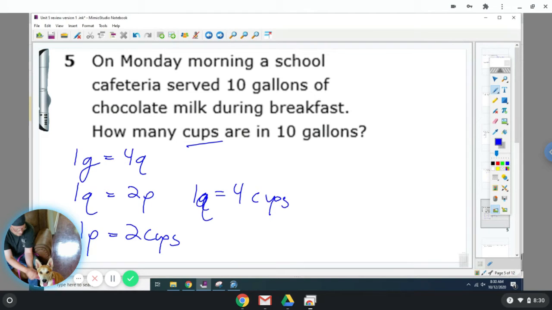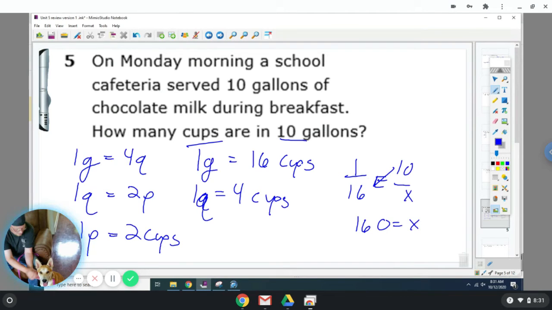The reason why is because if 1 quart is 2 pints and 1 pint is 2 cups, 2 times 2 is 4. And then we're going to do the same thing for gallons. So 1 gallon is 4 quarts. So if 1 quart is 4 cups, 4 times 4 is 16 cups. So 1 gallon is 16 cups. So now we can use this to figure out how many cups are in 10 gallons. So 1 gallon over 16 cups is equal to 10 over X. And so you do 10 times 16, which is 160. So there's 160 cups in 10 gallons.